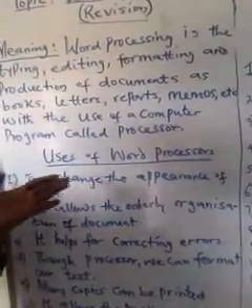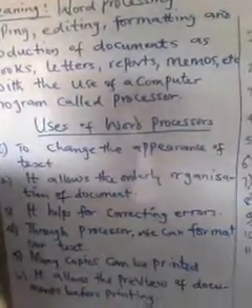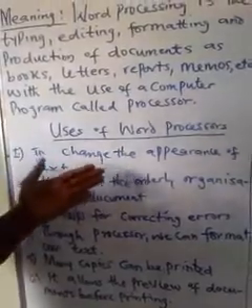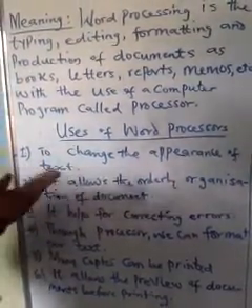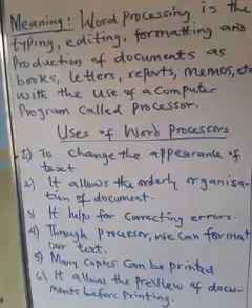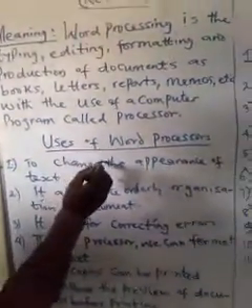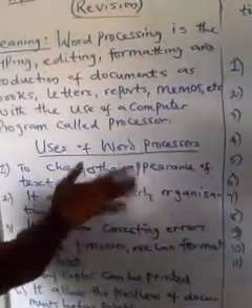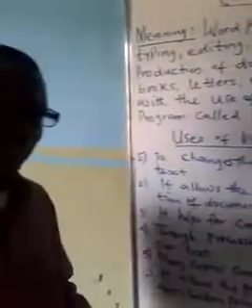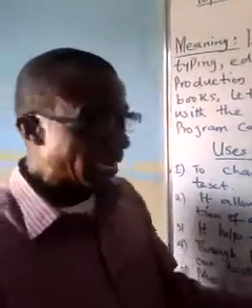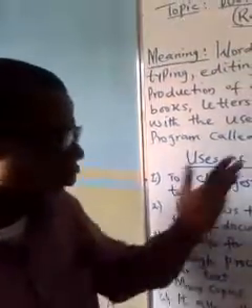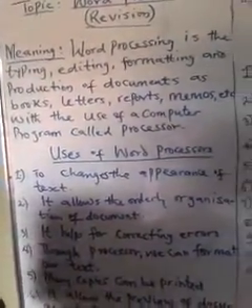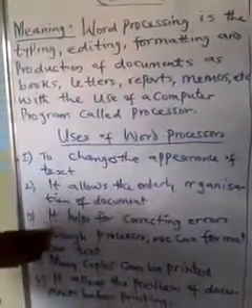So now we talk about the uses of a word processor. We have so many uses. Number one, a word processor changes the appearance of text. You can make your text more beautiful. You can bold your text, italicize your text, underline it, put color, and choose whatever type of font that you prefer, that is to your taste. That is the function of a word processor.